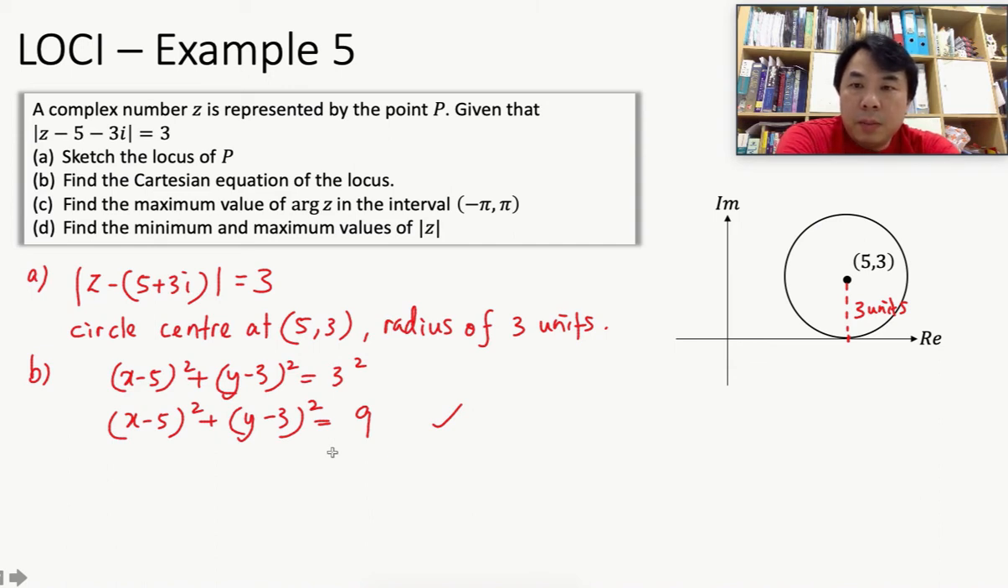Now the next one, find the maximum value of argument z in the interval negative pi and pi, exclusive in this case. So the maximum value for the argument. Now whenever they mention the argument z, they are saying that what is the angle made with respect to the real axis that will give us a maximum angle in this case.